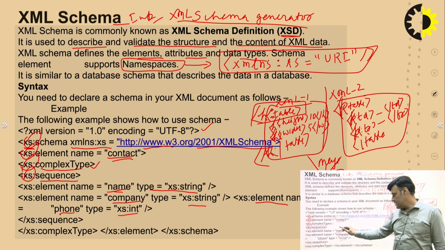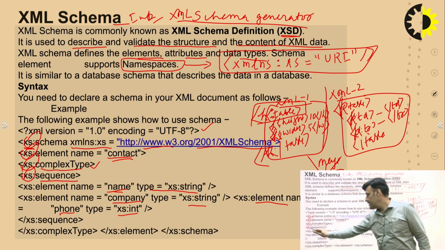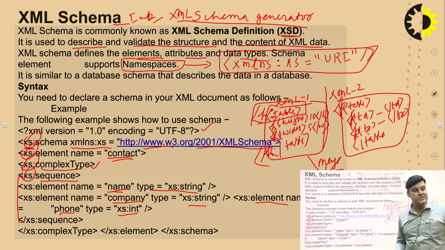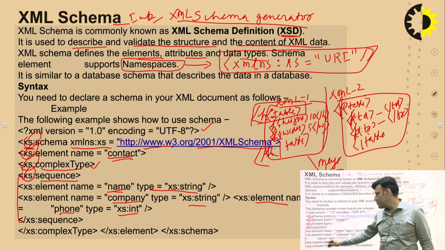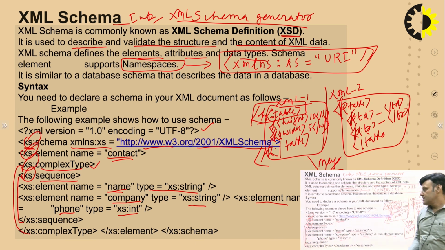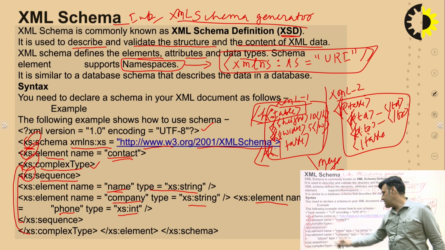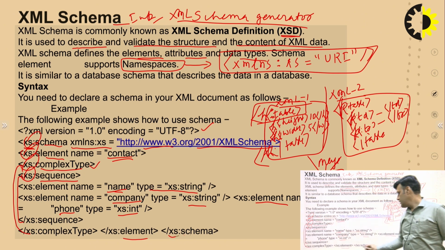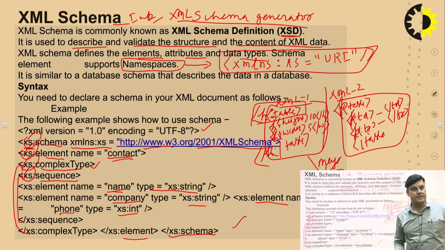So these subtags close. Then we will close all the tags, as we know that in XML it is compulsory to close all the tags. The sequence tag is closed. Then the complex type tag is closed. Then this element tag is closed. And at last this schema tag is closed. So this is how we will write the schema.